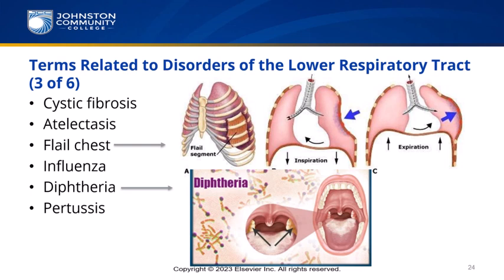Then we have diphtheria, which is a bacterial respiratory disorder characterized by sore throat, fever, and a headache. It is one of the diseases for which a vaccination is available, the DPT vaccine, which is known for diphtheria, pertussis, and tetanus. Then we have pertussis, which is also called whooping cough. It is a bacterial infection of the respiratory tract characterized by a high-pitched whoop. This is also avoidable via the DPT vaccine.